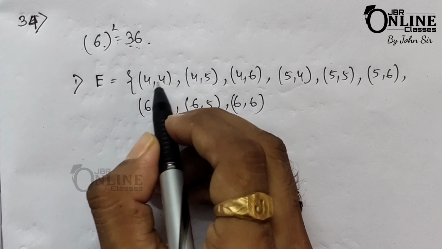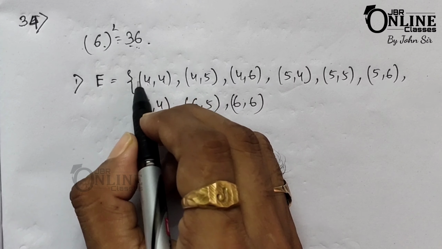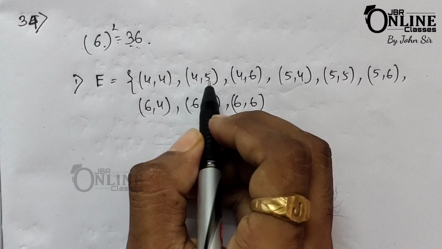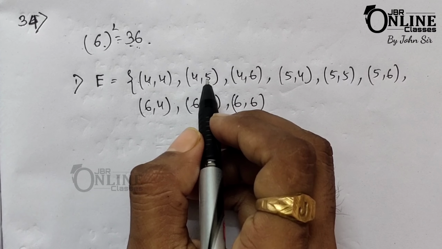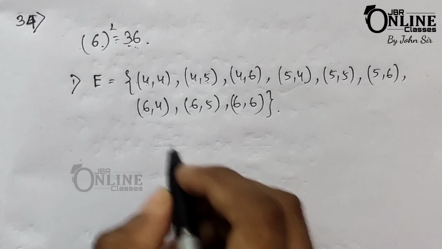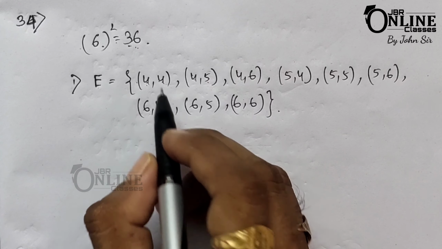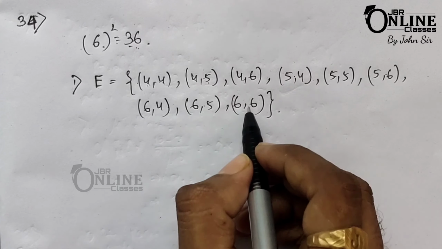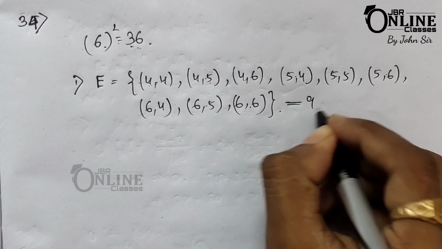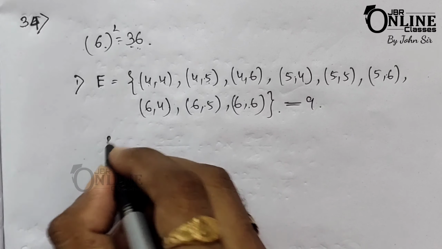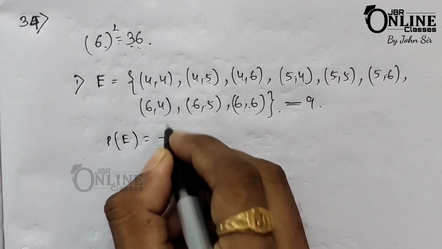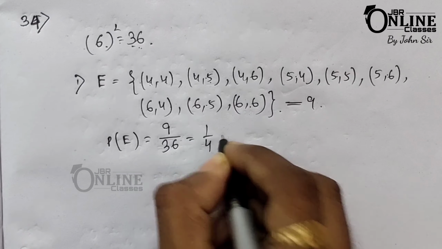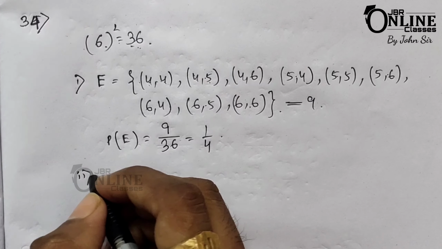Okay, 4 4 means 4 for the first dice and 4 for the second dice. First one for the first dice and second one for the second dice. So here the total number of favorable outcomes is 1 2 3 4 5 6 7 8 9. So that means the probability equals 9 by 36, and that equals 1 by 4. Now next one, number 2.